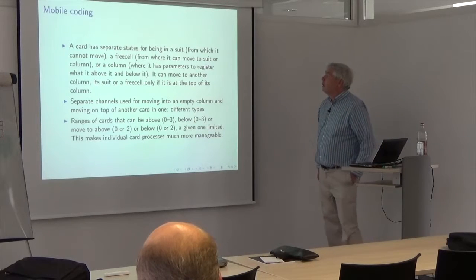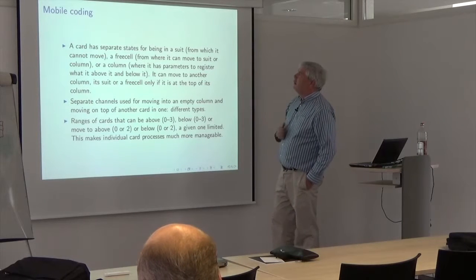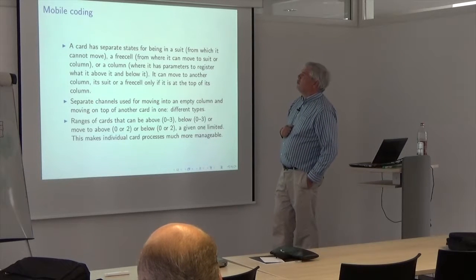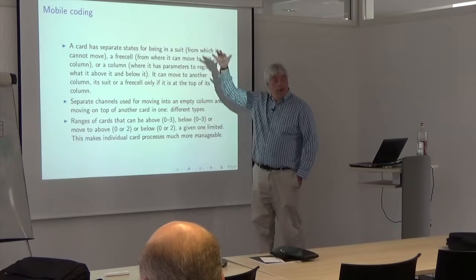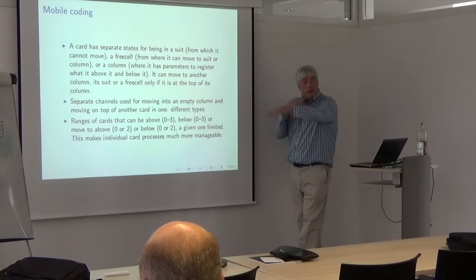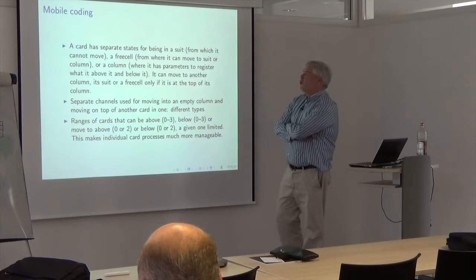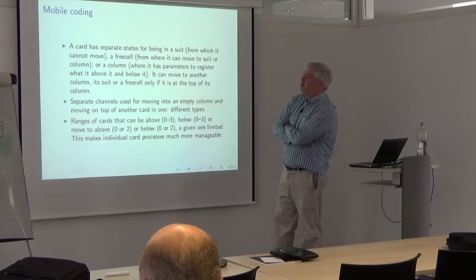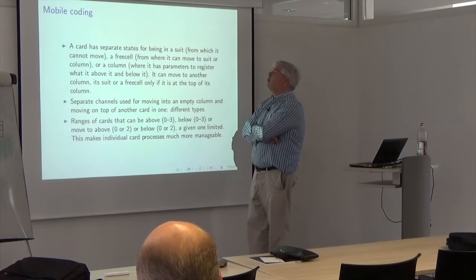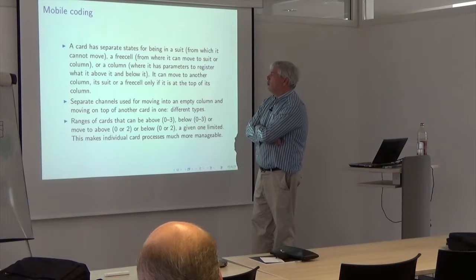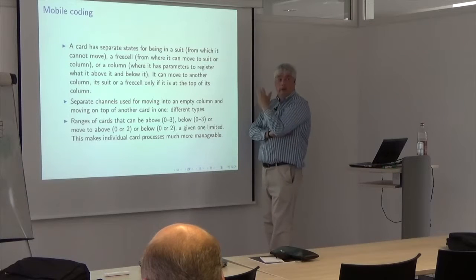A card has got separate states for being in a suit, from which it cannot move; a free cell, from where it can move to a suit or to a column; or in a column, where it's got parameters to register what's above it and below it, because it needs to have that information so the game rule can be properly implemented. Clearly it can move to another column, it can move to its own suit when the suit's in the right state, and it can move to a free cell. It can do all of these things in a column only when it's at the top of the column, because that's the rules of the game.